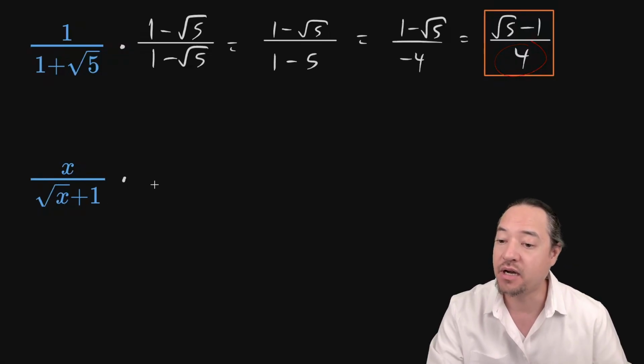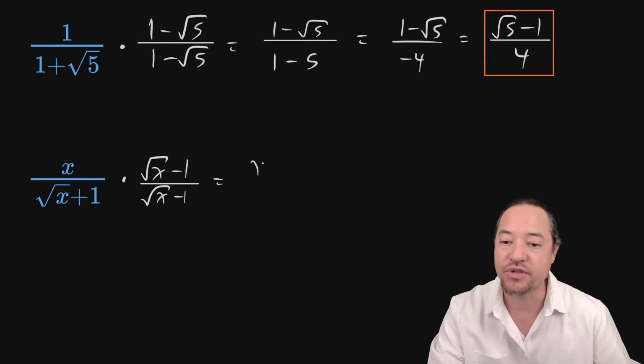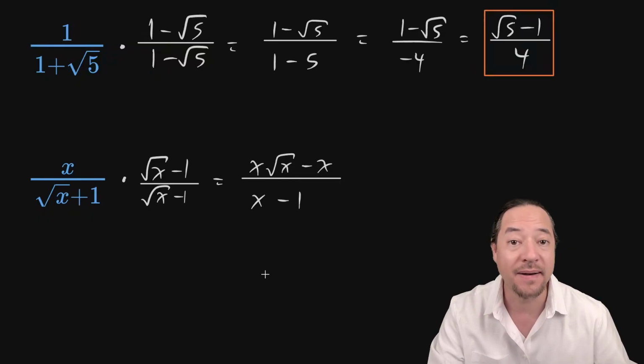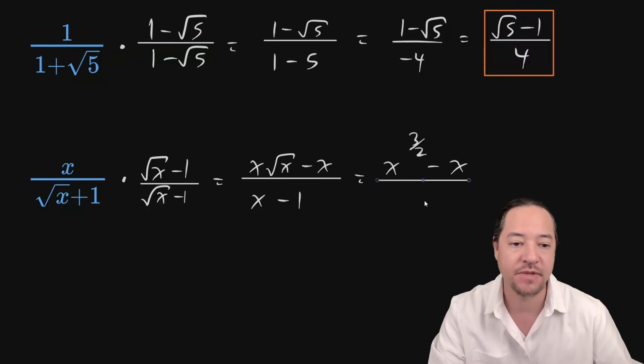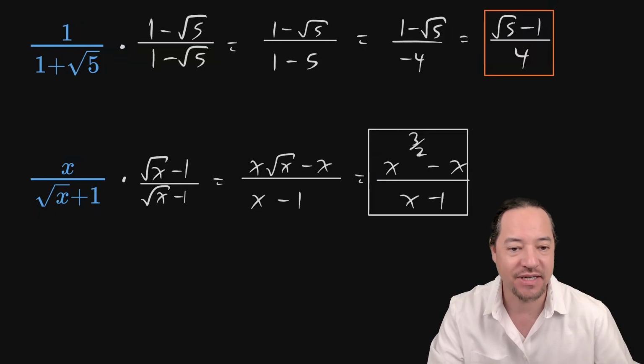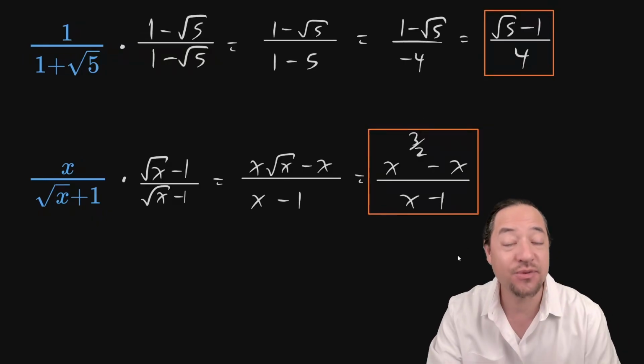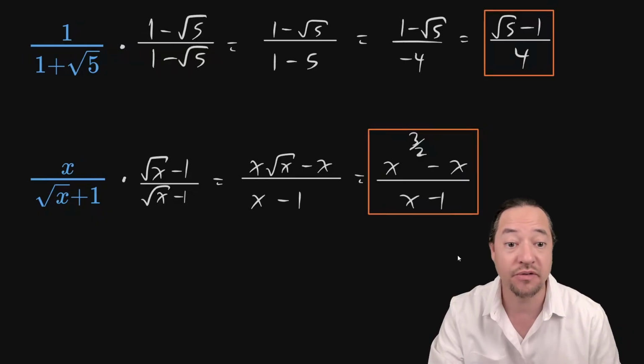So here, the conjugate radical would be root x minus 1, right? So we'll do root x minus 1 over root x minus 1. In the numerator, we're just going to get x root x minus x. And in the denominator, now we get x minus 1. Pretty good. If you wanted to, you could write this x root x as x to the 3 halves. We could use a fractional exponent there if we wanted to. But it's not necessary. Either way, you have successfully rationalized that denominator, gotten rid of the square root of x.